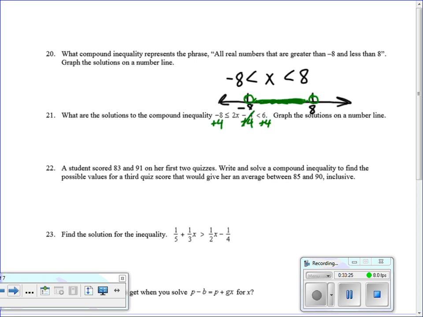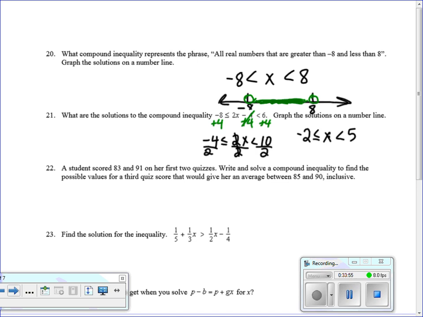Okay, the 4's cancel out here. We have negative 4 on the left, a 2x in the middle, and on the right we have positive 10. Now we're going to divide everything by 2. We are not going to flip the inequality this time because we are not dividing by a negative number. Negative 4 divided by 2 is negative 2, is less than or equal to x, is less than 5.